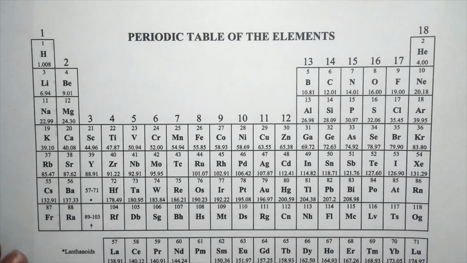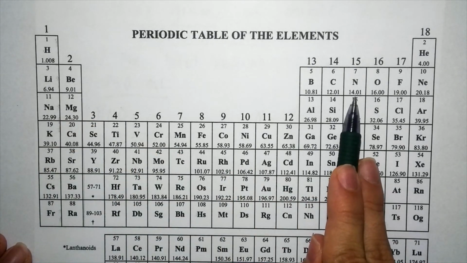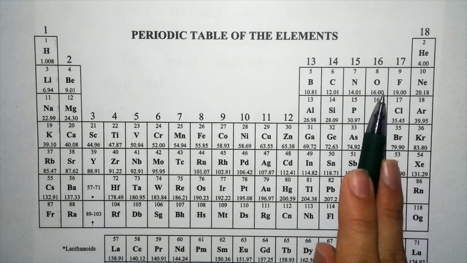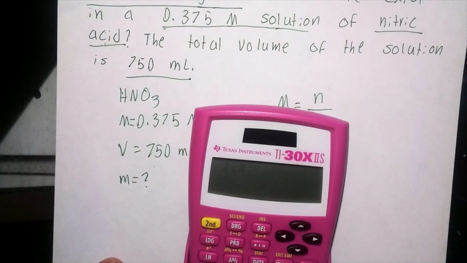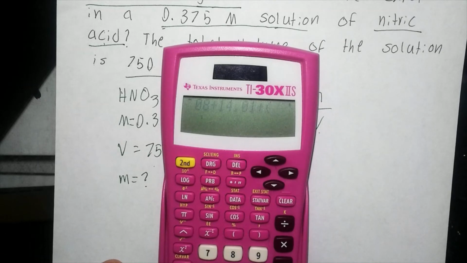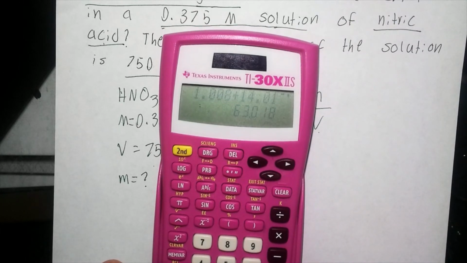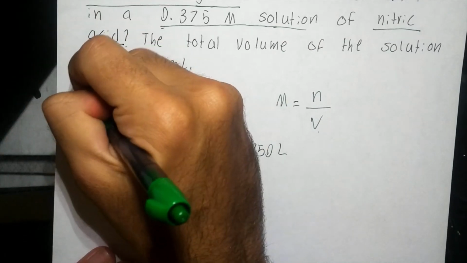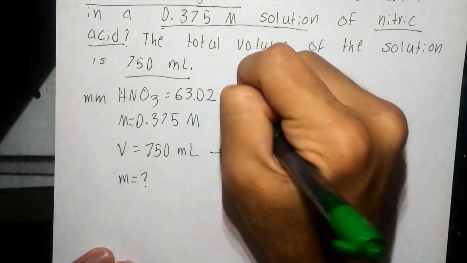In this case, our formula is HNO3. So you're going to take the mass of one hydrogen, the mass of one nitrogen, and then the mass of three oxygens. And that will be the molar mass of nitric acid. So let's calculate that. It will be 1.008 plus 14.01 plus 3 times 16. Those are those three oxygens. And so you should end up with a molar mass of 63.02. The units for it are grams per mole.